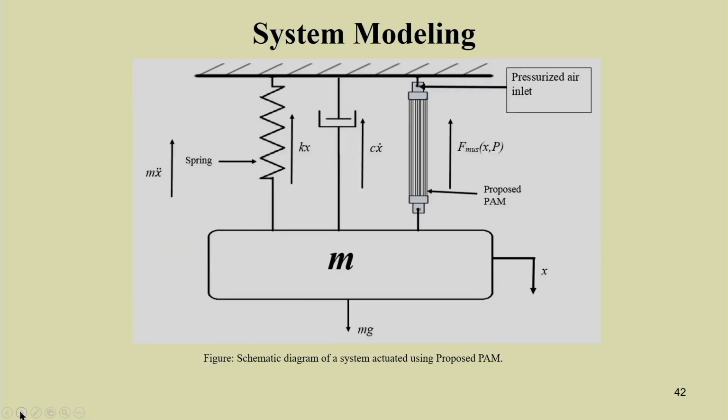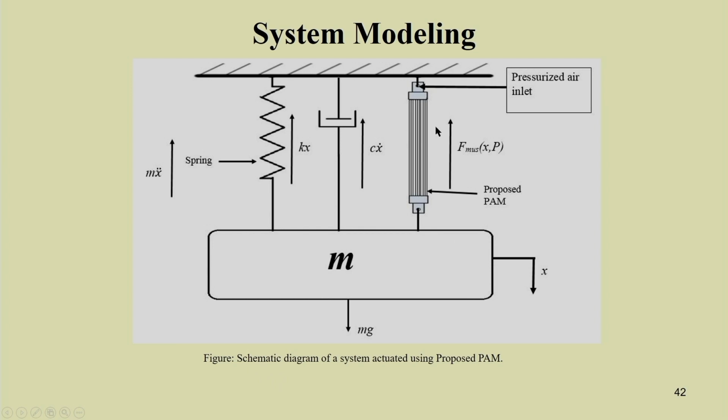Here you can see how we can use this muscle. For example, let us use this muscle for the analysis. Here we put a spring on one side, and on the other side a spring and damper, and on the other side this muscle. This is the pressurized end, with inlet and outlet. This is the mass, it is hanging. So, this is a single degree of freedom system.